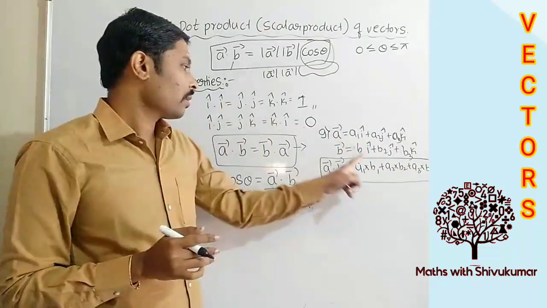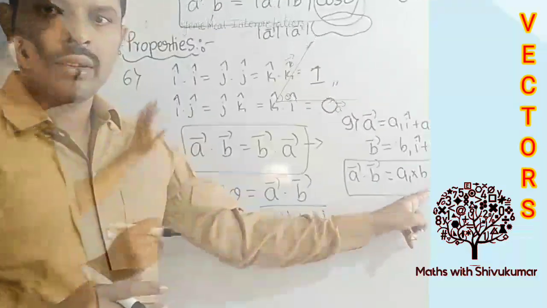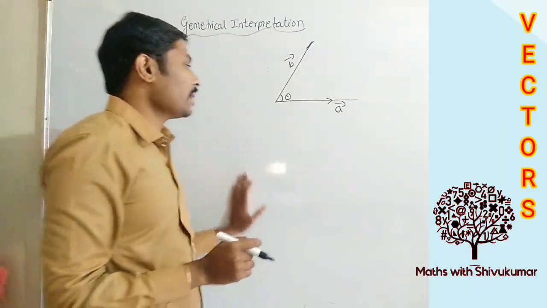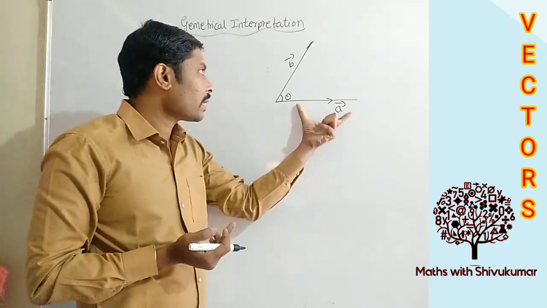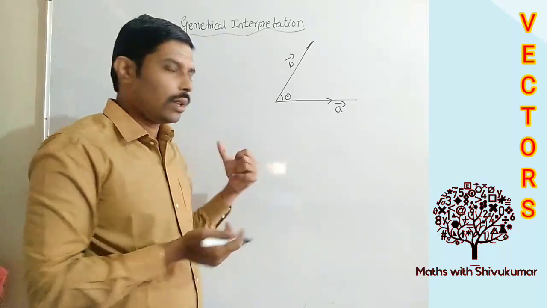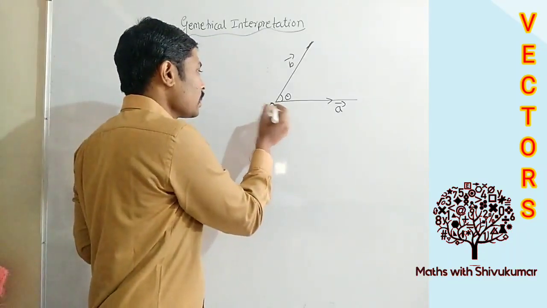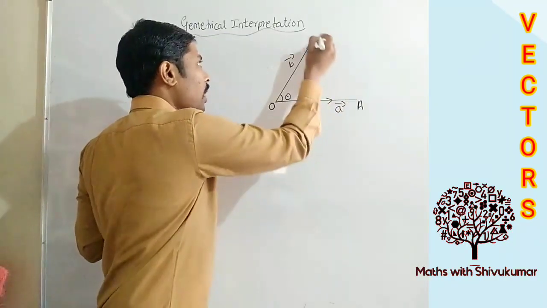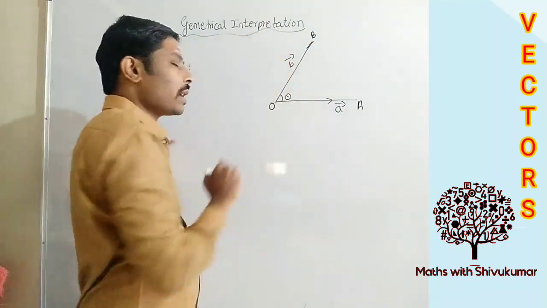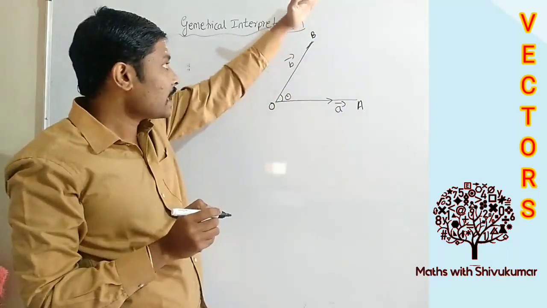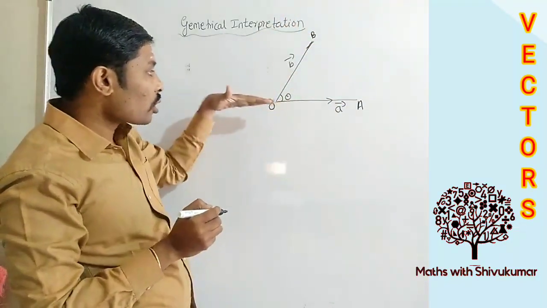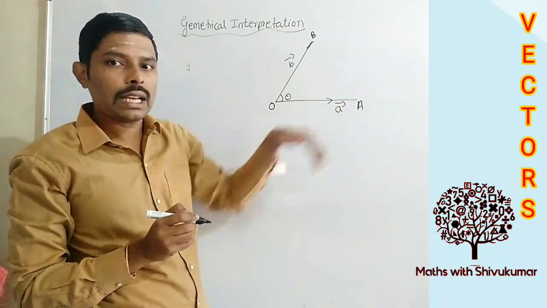Let us go into the geometrical interpretation. We will see what the dot product says geometrically. I will consider this as vector A, which is OA, and this as vector B, which is OB. What we have discussed: A is in this direction, B is in this direction. We want a product of A and B in this direction.